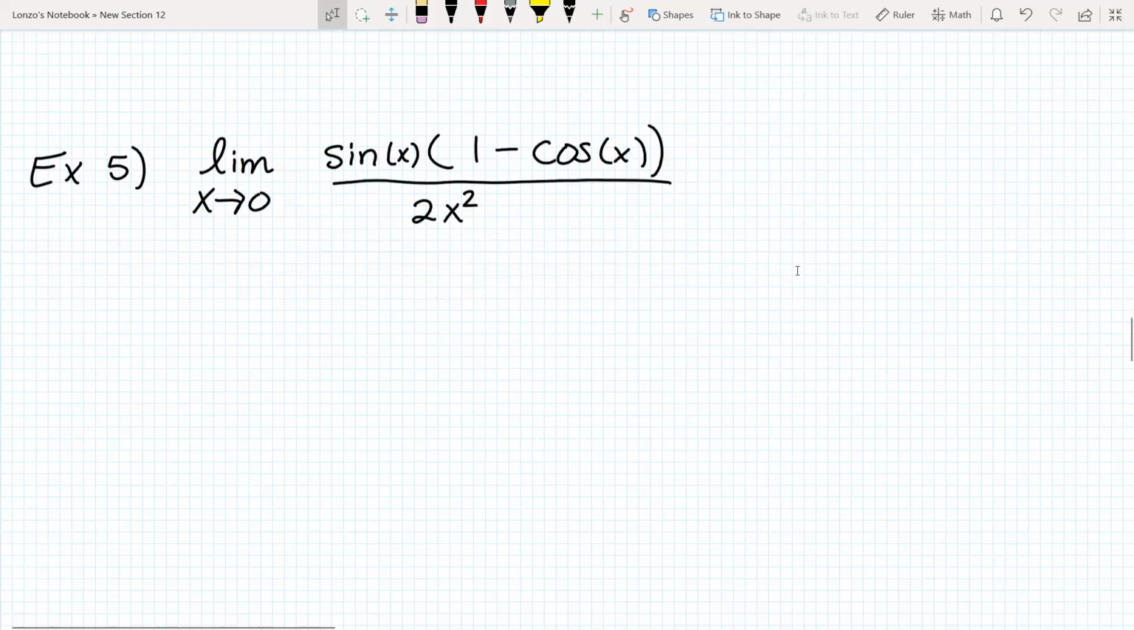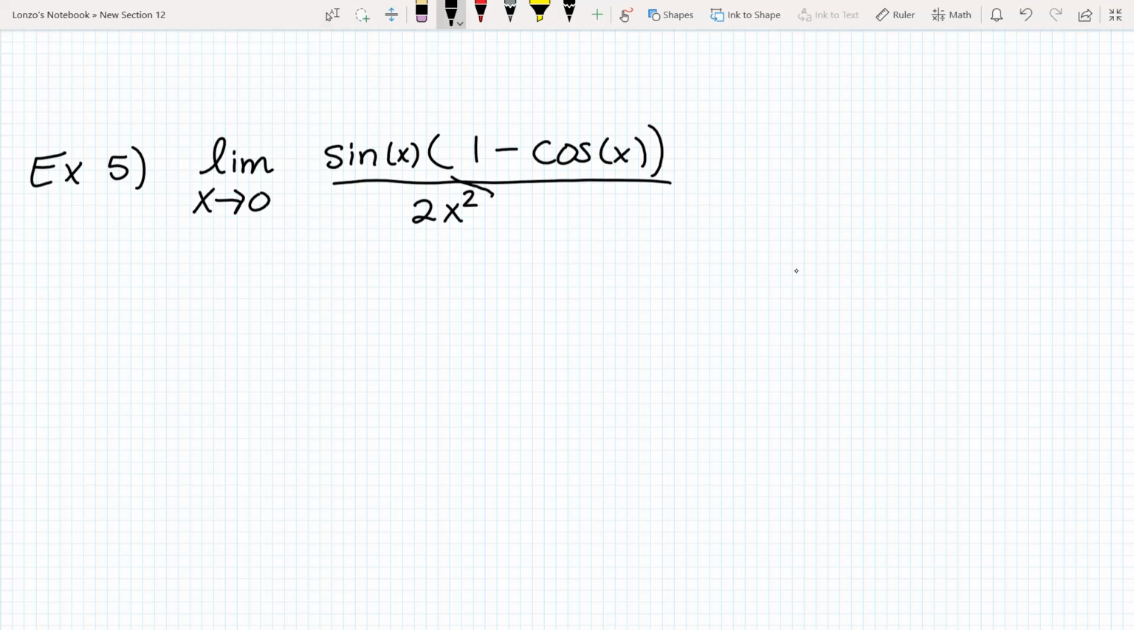Let's do example 5. So we have the limit as x approaches 0 of sine of x times 1 minus cosine of x, all over 2x squared. So what should I do first? I wouldn't FOIL it out. That's my first instinct, but if I do FOIL it out, it would make it a lot more complex than it is. So what we'll do is just try to use what we know.